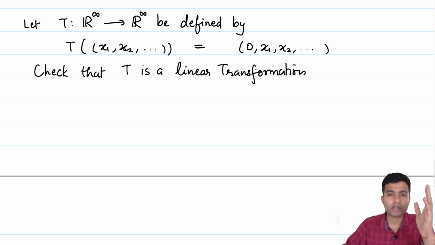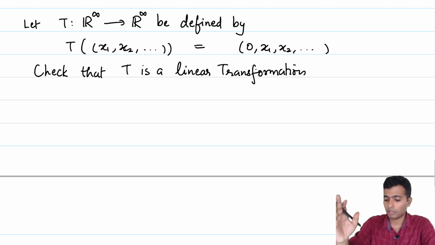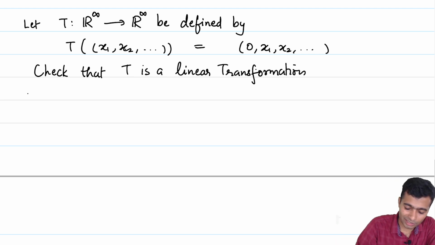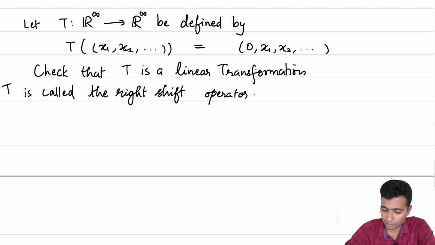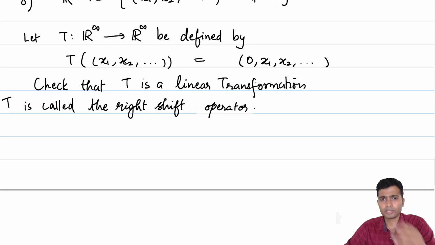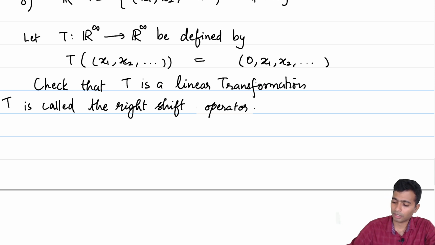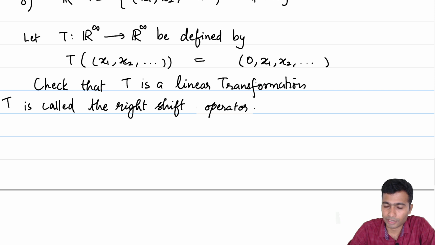T is called the right shift operator. It shifts the vector to the right. Okay, so we have seen quite a lot of examples now, and we will be seeing many more examples in the next few days. Let's right now stop with examples and start studying the properties of linear transformation.